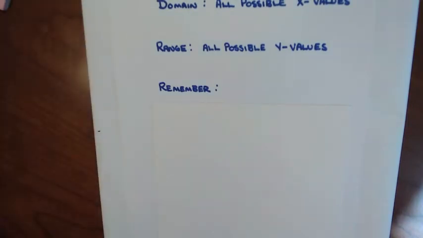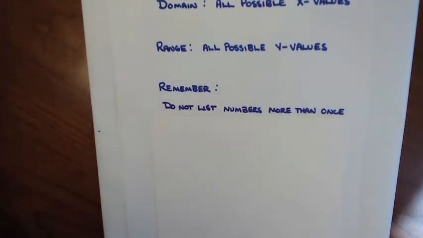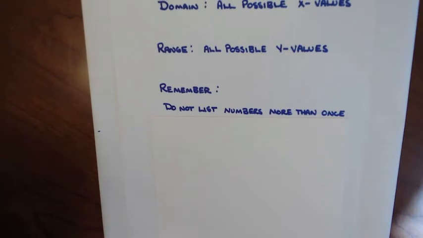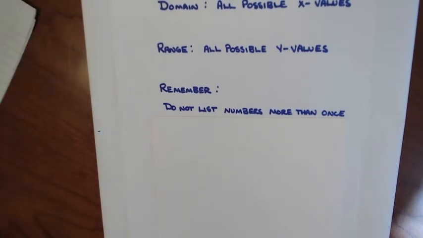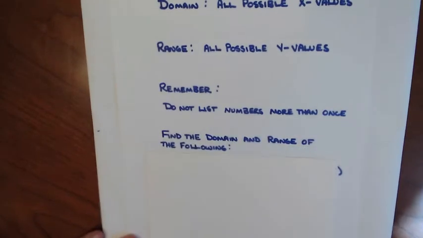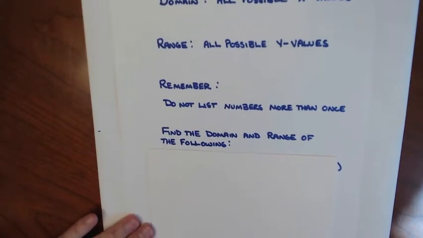Remember, when you're doing these types of problems, do not list numbers more than once. That means if a point has an x coordinate that appears more than once, just write it down once. You don't have to list it more than once. I'm going to give you an example of what we're talking about.